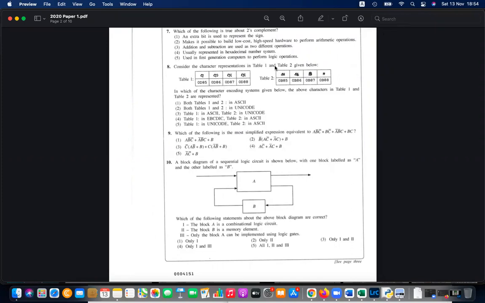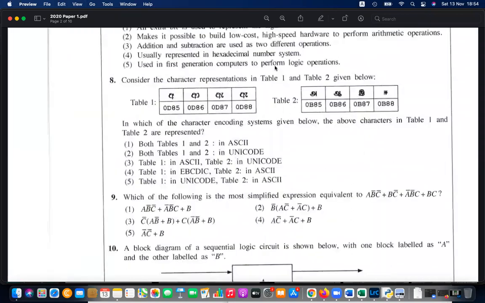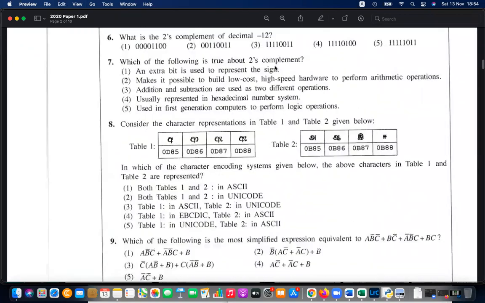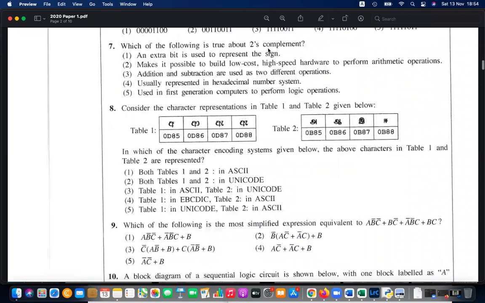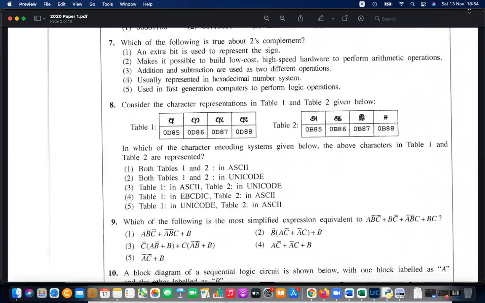Which of the following is true about 2's complement? Again, asking about 2's complement, which is an easy question, right? An extra bit is used to represent the sign bit. No, we don't want an extra bit, the existing bits are enough. It makes it possible to build low cost, high speed hardware to perform arithmetic operations. Yes, true, because you don't want to consider subtraction. When you're not considering subtraction, it is easier to create cost-effective hardware with that.